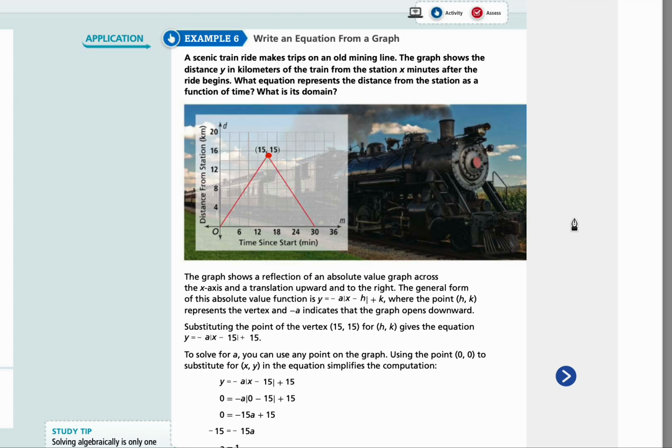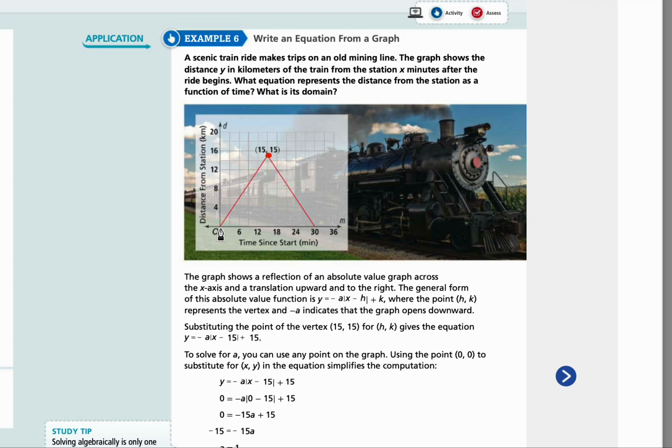What is the domain? So we're going to represent an equation looking at the graph. As you can see, the x-axis has a label that says time since start in minutes, and y represents distance from station in kilometers. So the graph represents the distance away from the station over a period of time.